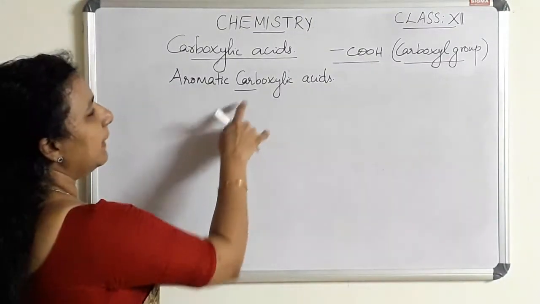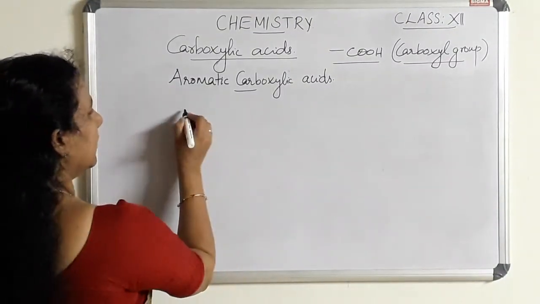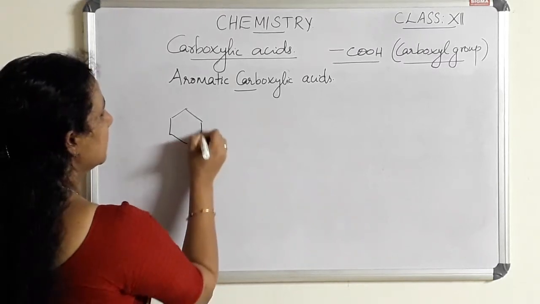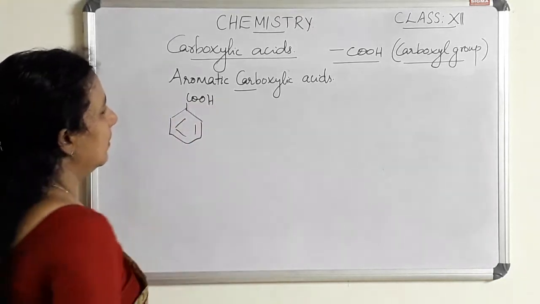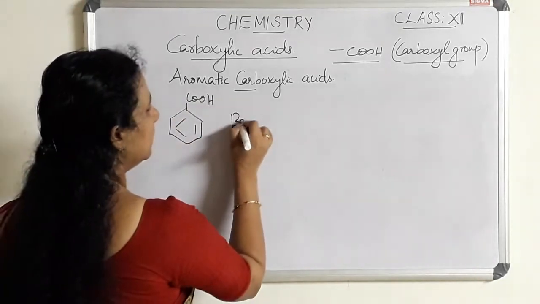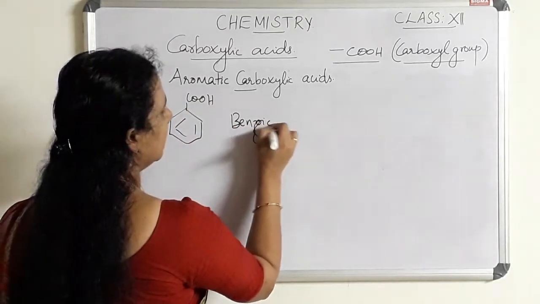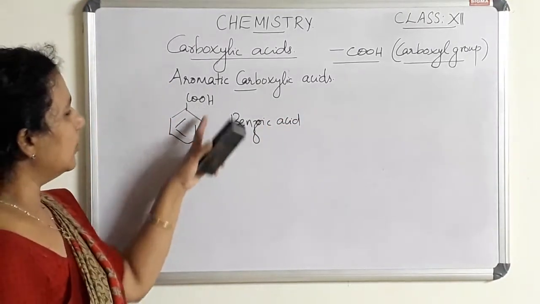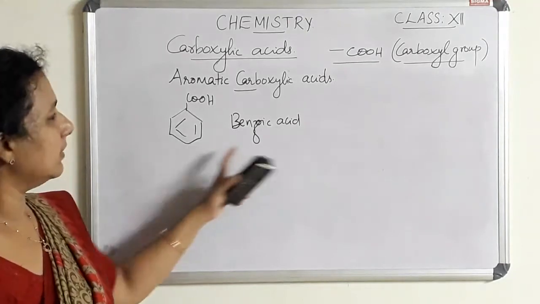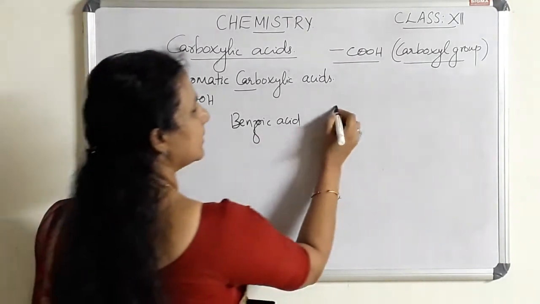Let's see some aromatic carboxylic acids. The simplest one is benzoic acid. This is benzoic acid. The carboxyl group is attached to the benzene ring. That is called benzoic acid.